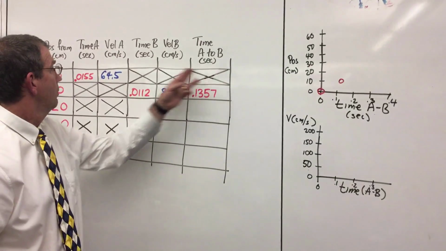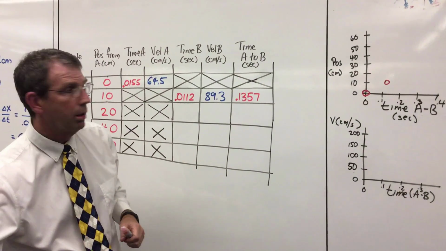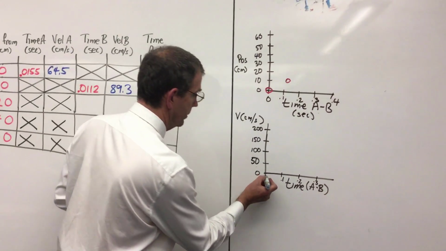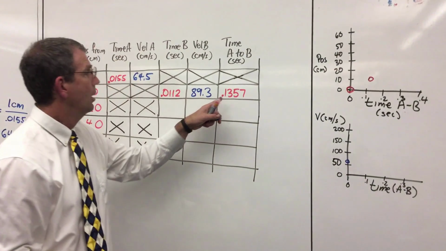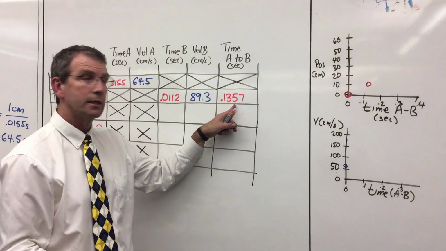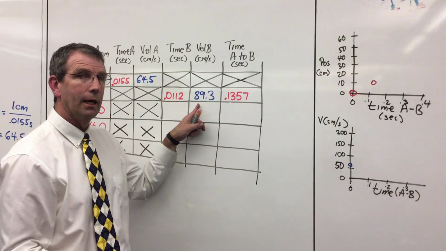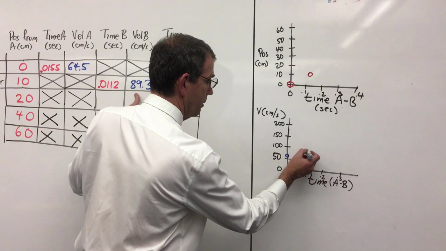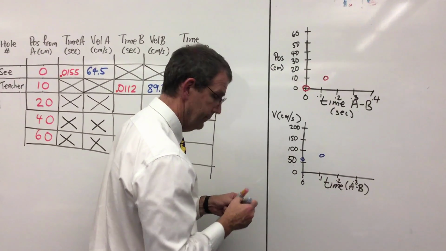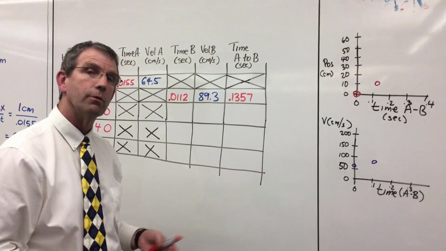At a time of 0, we're traveling at 64 meters per second. Time of 0, and we're right about there. 0.135 seconds later, we're traveling 89.3 meters per second. 0.139, we're at a position right about here. Finish that out for the rest of your data table.